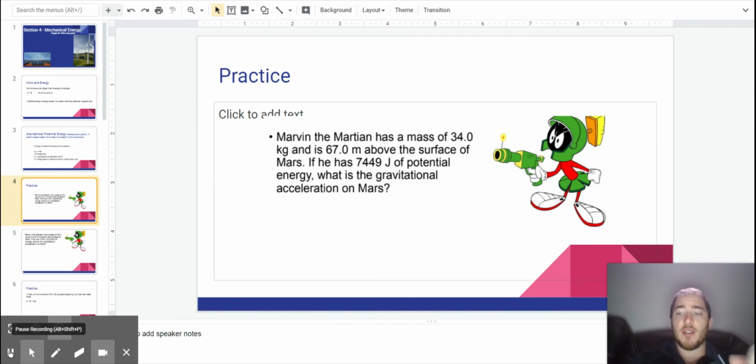So potential energy, or EP, equals mass times gravity times height. What do we not have in this? Gravity. So we need to put gravity on the other side of the equation, okay? And gravity is going to equal EP over mass and height, okay? So I'm just going to go through and write that.